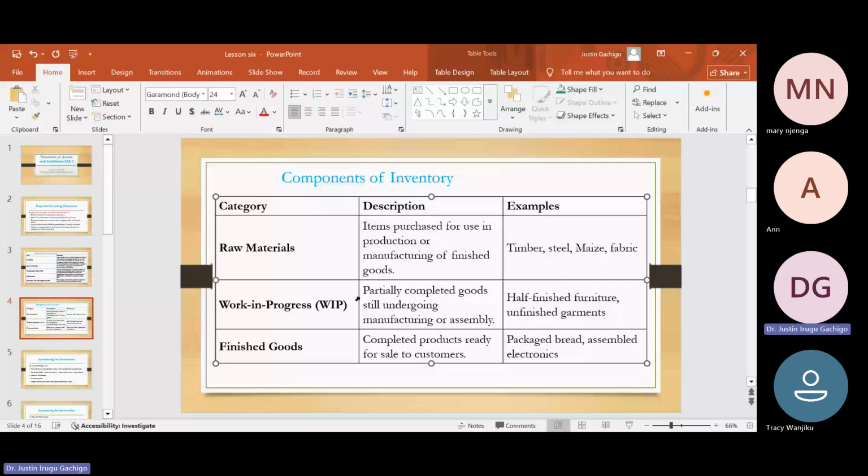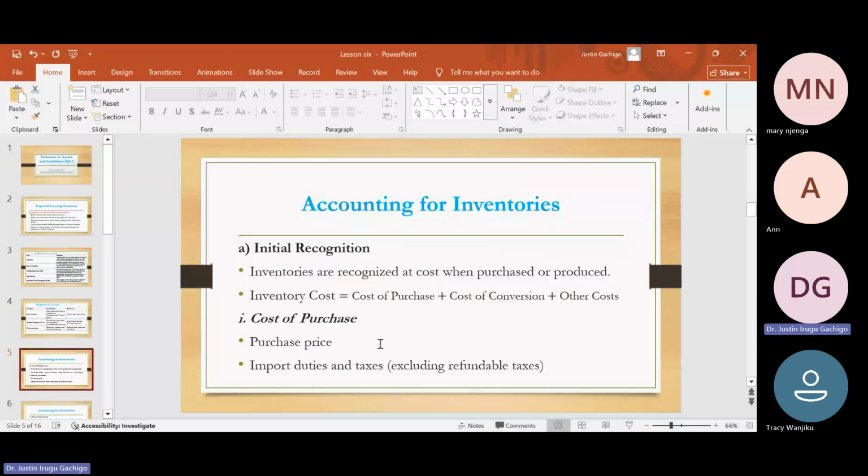Then we have the accounting for inventory. So how do we account for inventory? As per the International Accounting Standard, we normally talk about something called initial recognition. How do we recognize the asset initially? Or how do we recognize inventory initially? So the inventory is recognized at cost when purchased or produced.